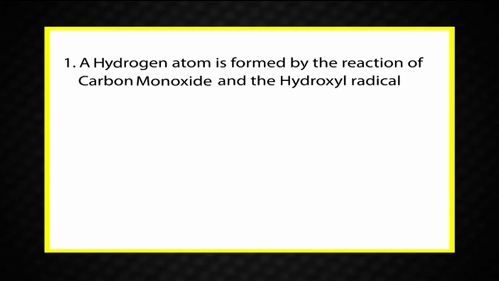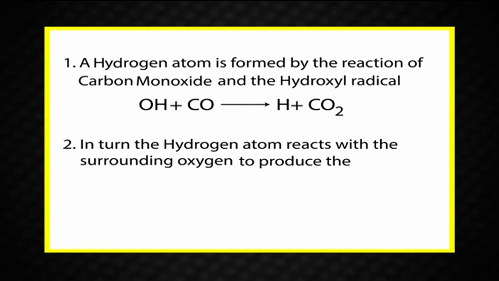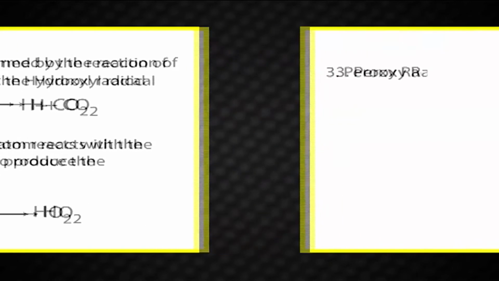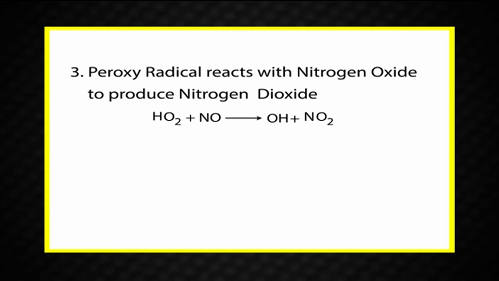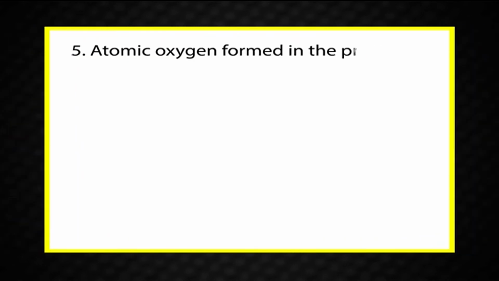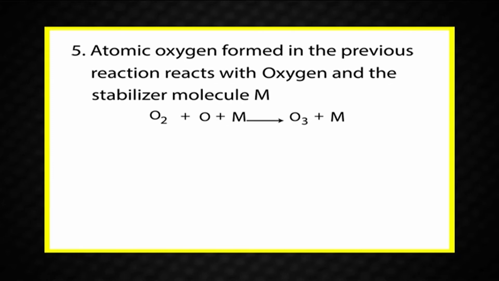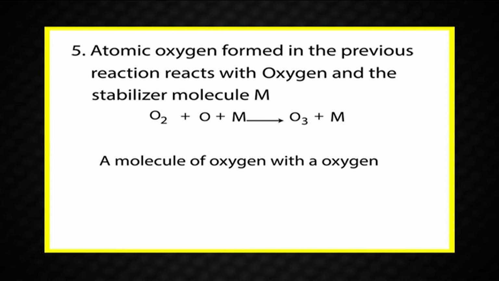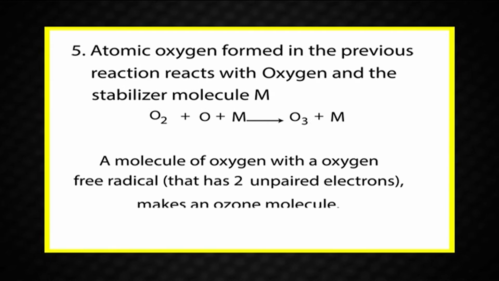Firstly, a hydrogen atom is formed by the reaction of carbon monoxide and hydroxyl radical. In turn, the hydrogen atom reacts with the surrounding oxygen to produce the peroxy radical. The peroxy radical reacts with nitrogen oxide to produce nitrogen dioxide. Nitrogen dioxide is photodissociated back into nitrogen oxide and produces atomic oxygen. Atomic oxygen formed in the previous reaction reacts with oxygen and the stabilizer molecule. So, the overall reaction is that a molecule of oxygen with an oxygen free radical, that is having unpaired electrons, makes an ozone molecule.